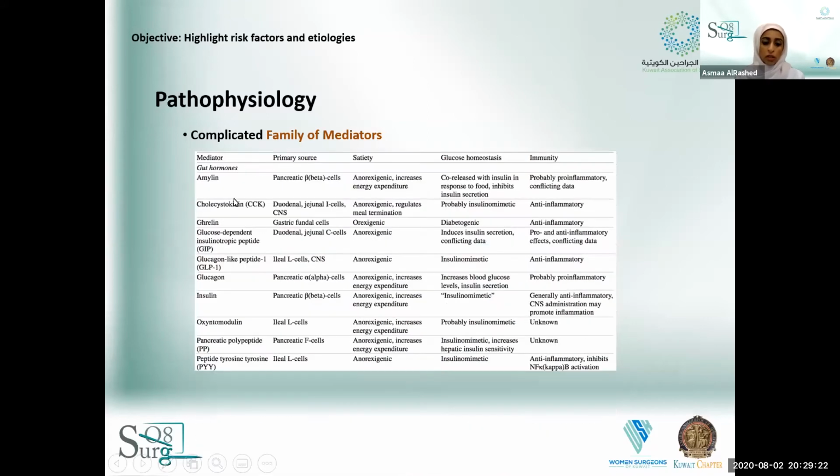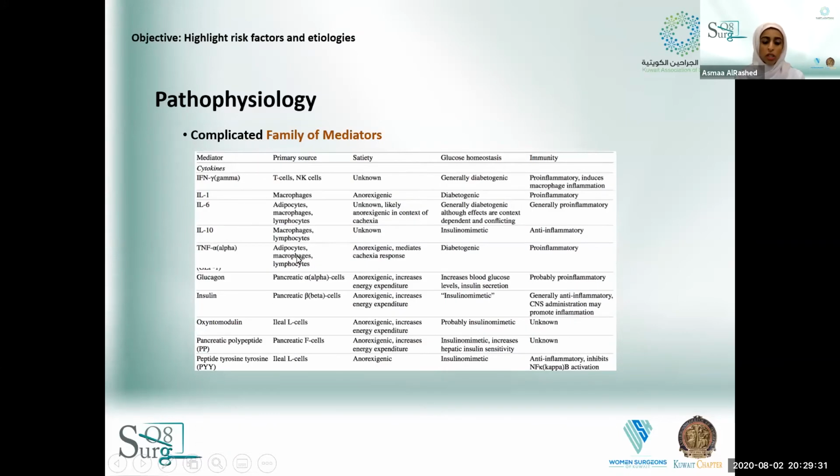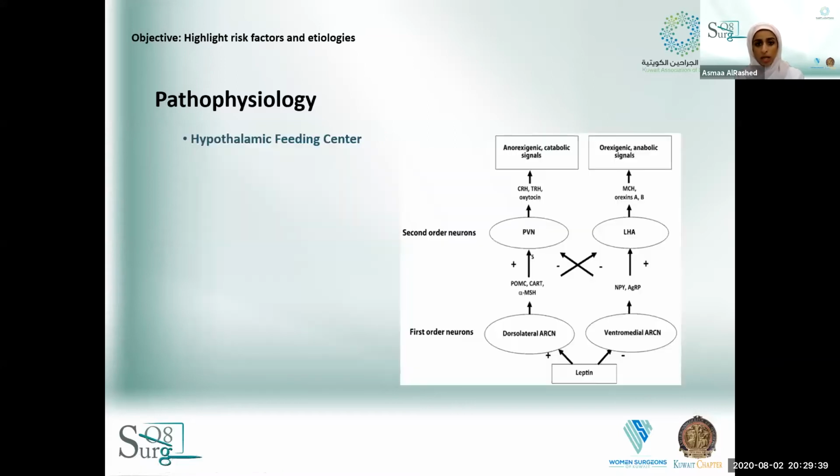Other markers are gut hormones. We talked about that earlier in one of the slides. Insulin as well. These are gut hormones that are all implicated in obesity, and there are cytokines that are involved in obesity. So you need to think about obesity as an inflammatory disease.